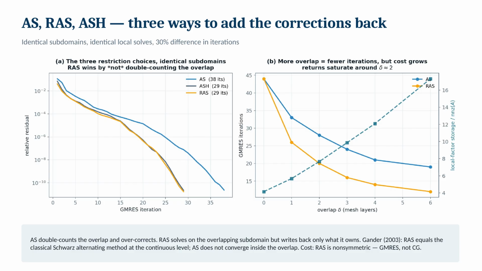Cai and Sarkis's paper, and Efstathiou and Gander's 2003 paper, explain why. RAS is equivalent to the classical Schwarz alternating method at the continuous level, whereas AS is not, as it fails to converge inside the overlap. The catch: RAS isn't symmetric, so you need GMRES, not CG. Panel B, the overlap sweep. Iterations drop, storage climbs, and the returns saturate around delta equals 2. Going beyond that is almost never worth it.